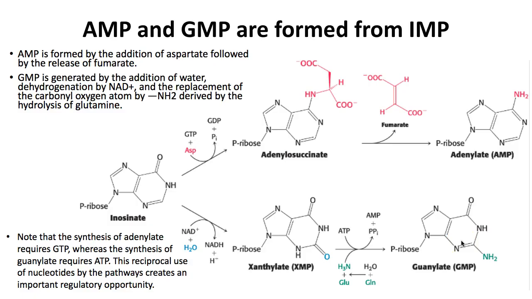And also just take note as far as regulation. In order to make AMP, you actually have to have GTP. And so for this one, which ends up making GMP, in order to have GTP, you have to have ATP. So these two can self-regulate with each other in order to keep producing ATP or GTP.